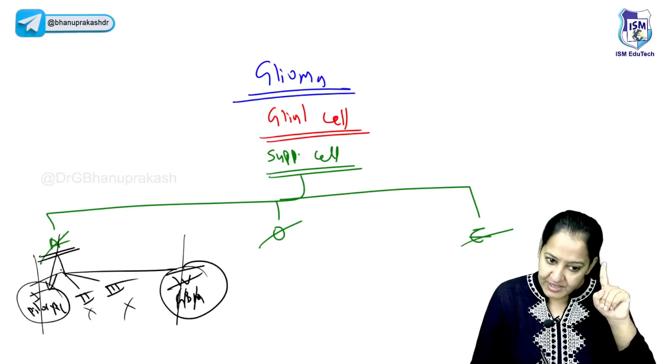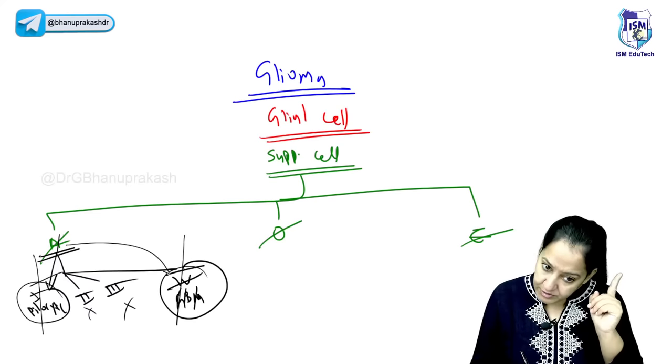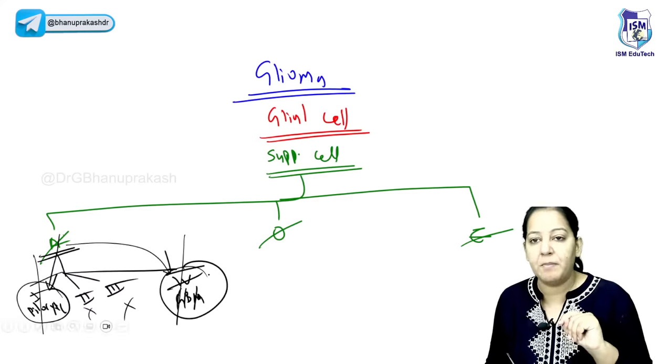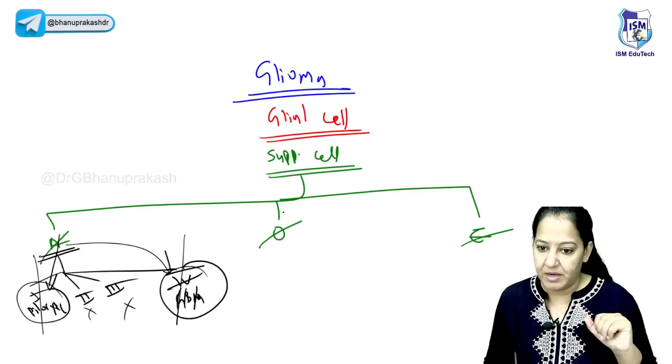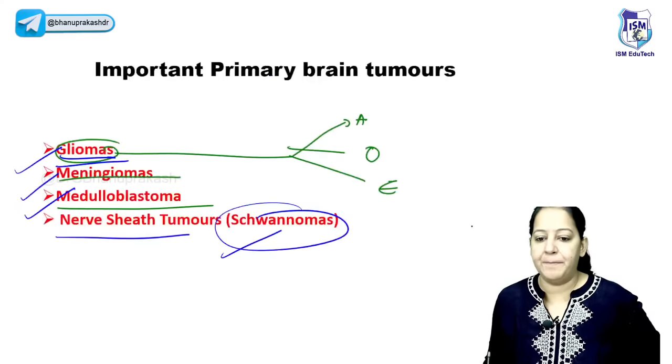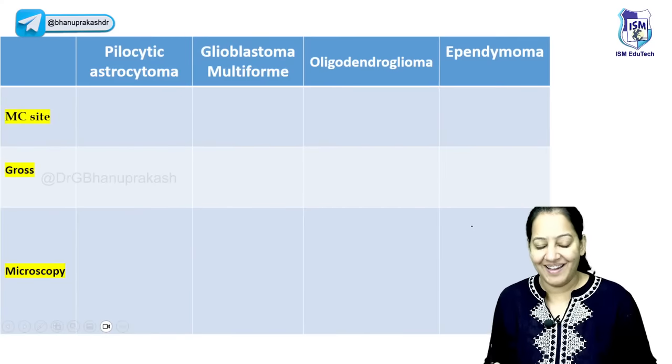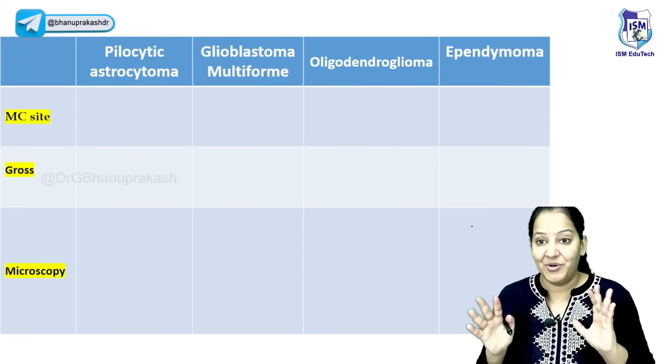First, write down pilocytic astrocytoma. Then write down GBM, grade 4, that is glioblastoma multiforme. So these are two astrocytomas. Then oligodendroglioma and then ependymoma. I want you to do it like this. These are the glial tumors I am going to explain to you.